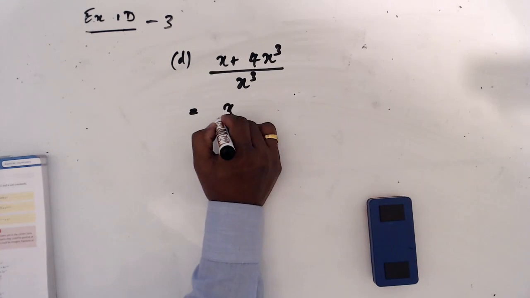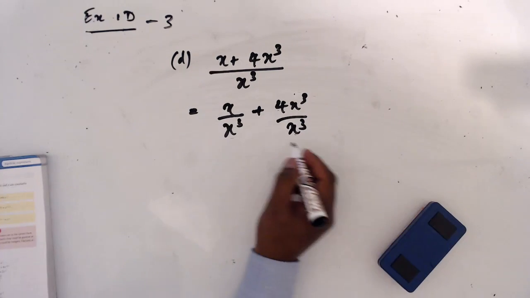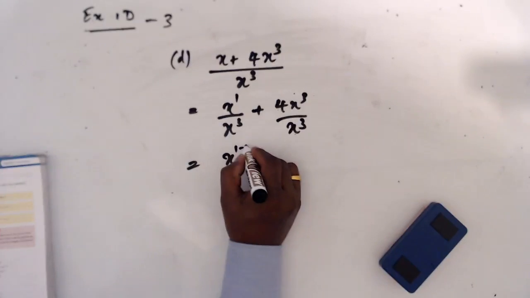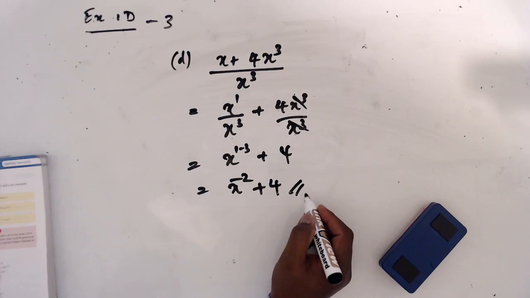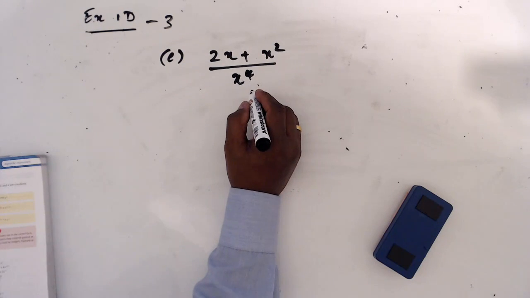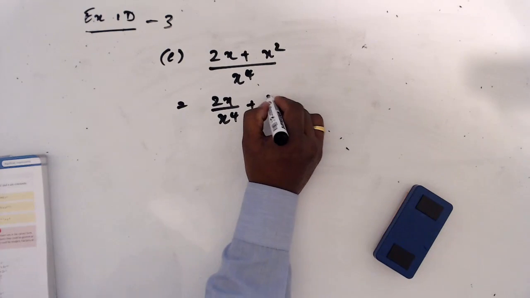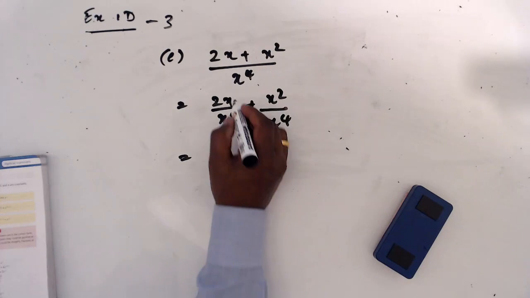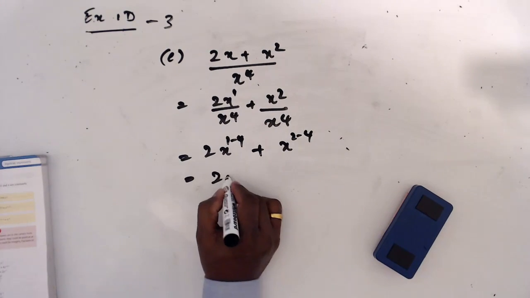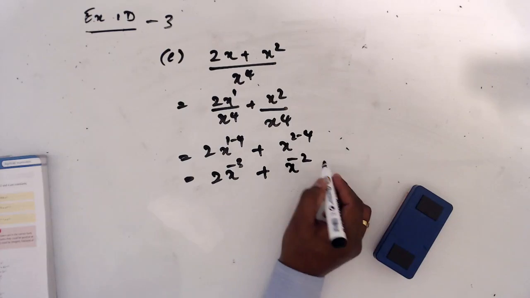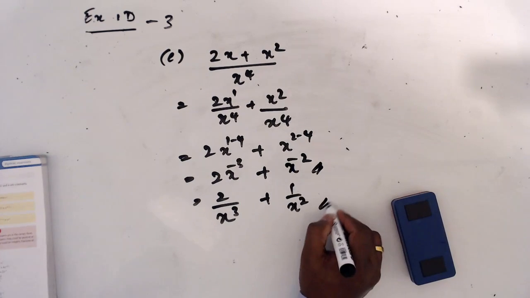This one, x over x cube plus 4x cube more x cube, then this is going to be x1 minus 3 plus this is cancel out 4. So x minus 2 plus 4. This is, can I write 2x over x4 plus x square over x4, then this is power 1, 2x 1 minus 4, x2 minus 4, 2x minus 3 plus x minus 2. Also, you can keep in this form, this form of 1 over x squared.